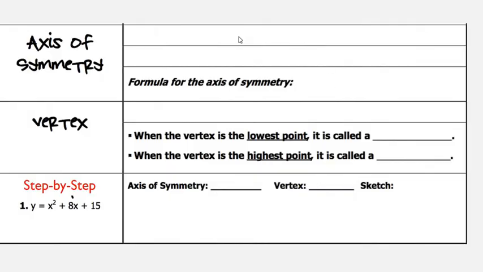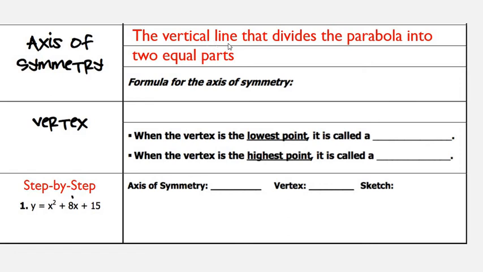Now you have the axis of symmetry. The axis of symmetry is a vertical line that divides the parabola into two equal parts. There is a formula that you must know for this right here.